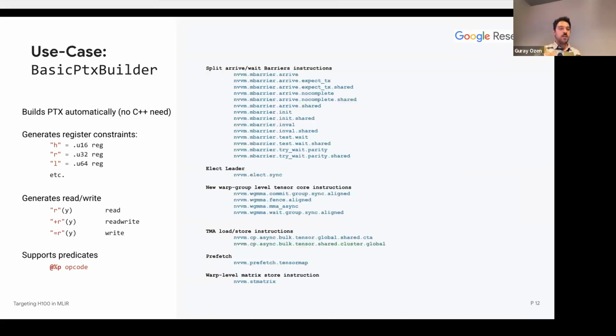And all the use cases, how useful it is, if you ask. Well, I implemented a lot of things with this builder. I implemented all this split array weight barriers, transactional barriers with it. I have implemented the election, the leader, that elects the fastest thread in the warp. And I have implemented the warp group level tensor core instructions, WGMMA, and everything related to it, like waiting, committing, and fence. And I have implemented the TMA load store.